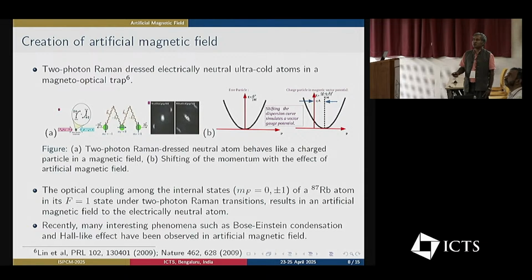So this is about artificial magnetic field. This was discovered in 2009. A two-photon Raman-dressed neutral atom behaves like a charged particle in a magnetic field. Consequently, there will be a shifting of momentum. So we got motivation from this observation to study the collapse in artificial magnetic field.